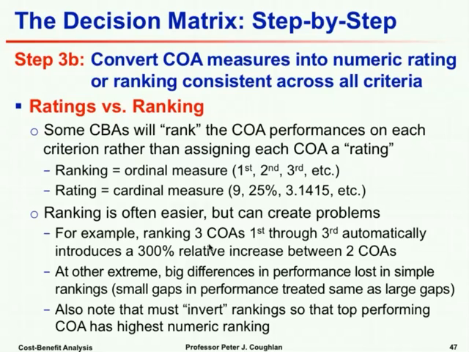First, second, third, fourth. If you have an ordinal measure or ranking, then every course of action will have a different number in terms of performance on each criterion. But the rating can be a cardinal measure: 9, 25%, 3.1415, in other words, pi. That's the idea, some cardinal measure. And so for example, if we're going to rate things on a scale of 1 to 10, even if there were 10 criteria, you're not going to rank them 1 to 10. There might be 2 things rated 3, 1 thing rated 1, another thing rated 10.